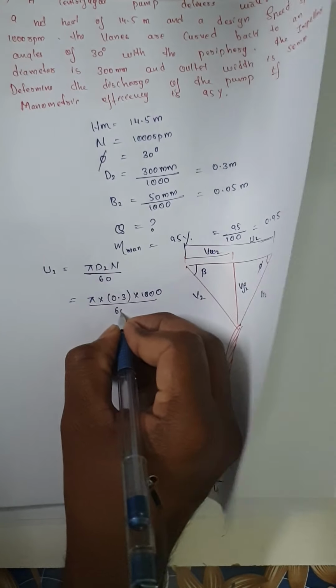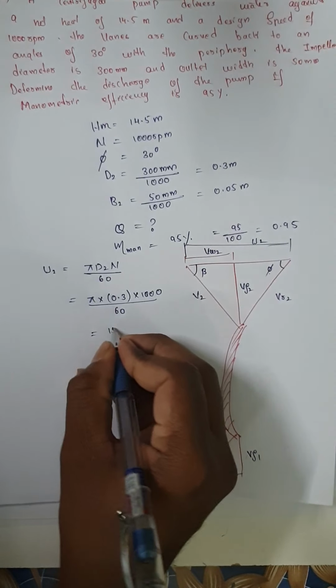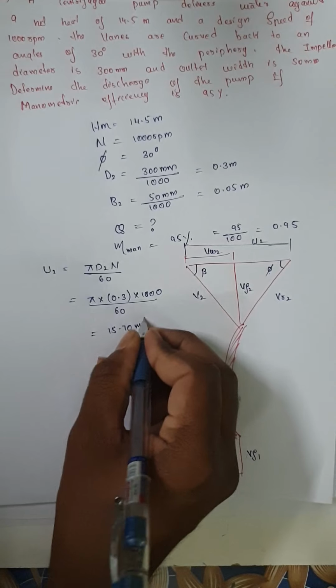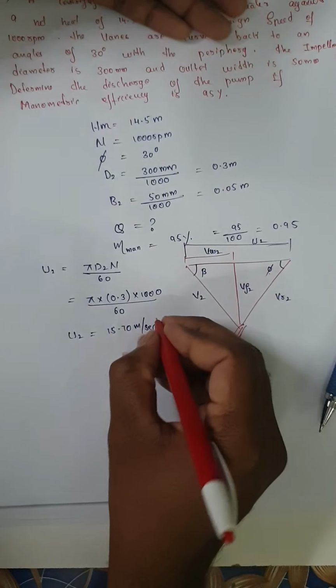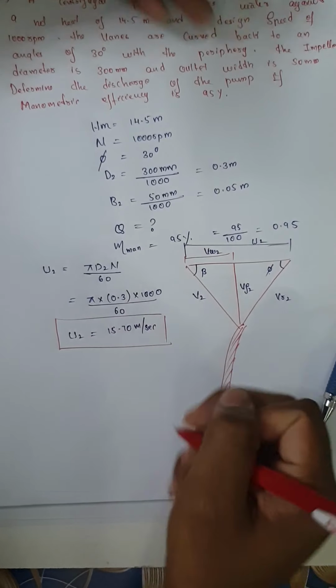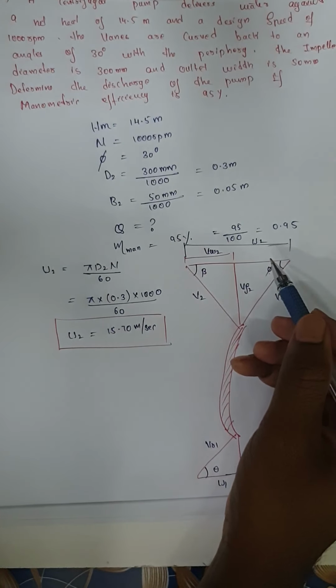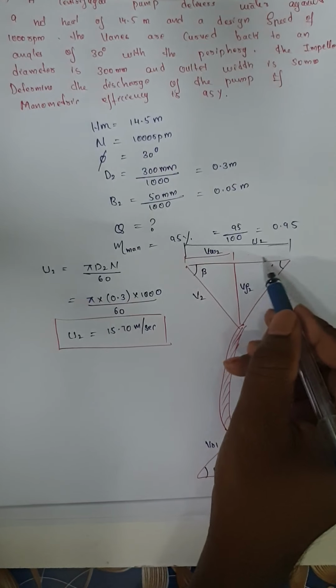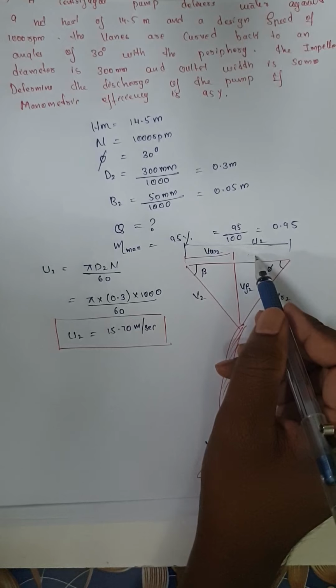With the help of this you will get the U2 value, 15.70 meter per second. This is the value of U2. You got the value of U2. After getting this U2 value, here this data is unknown, so better to concentrate on the given data.